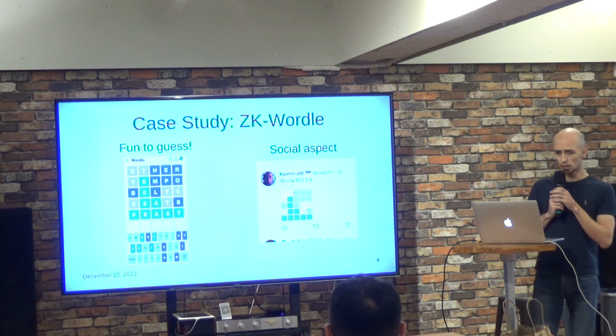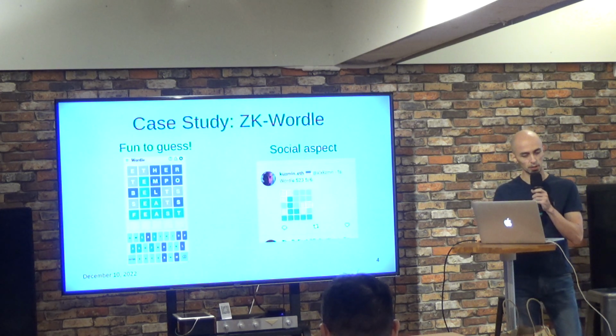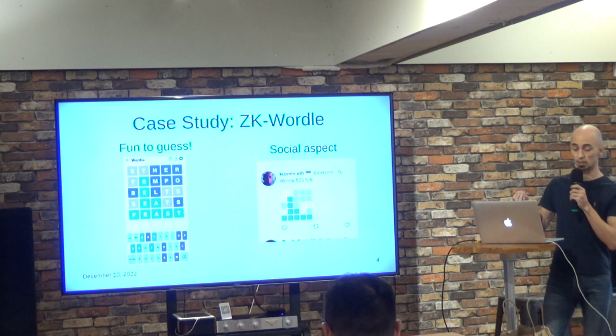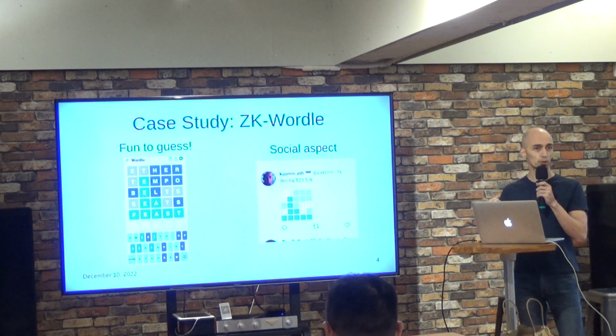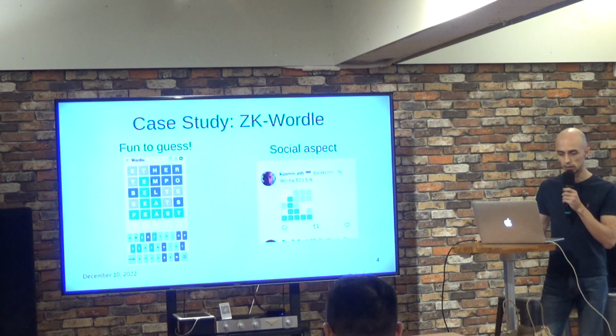If the letter in the guess is present in the solution exactly in the same place, the color is green. If the letter is present in the solution but at a different position, the color is yellow. And if the letter is not present in the word at all, the color is black.